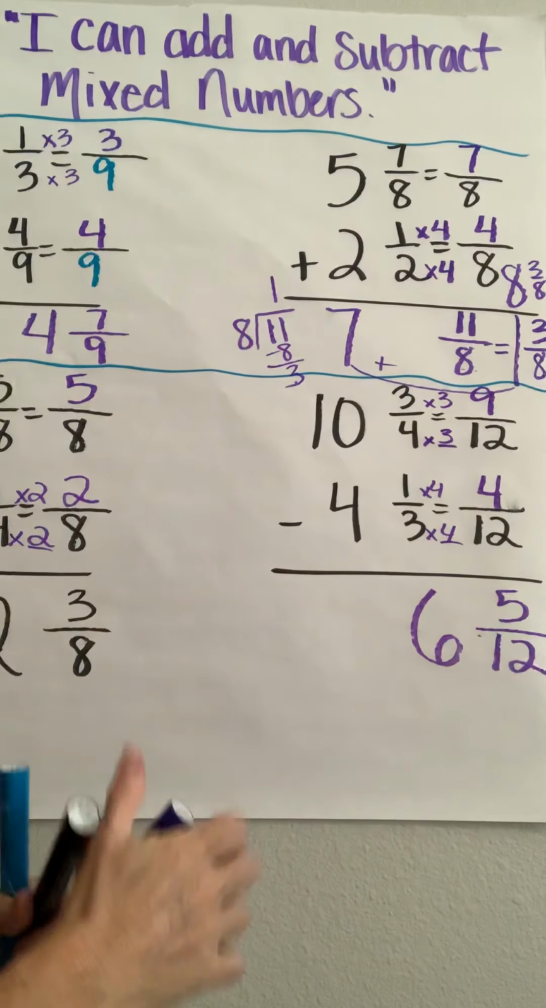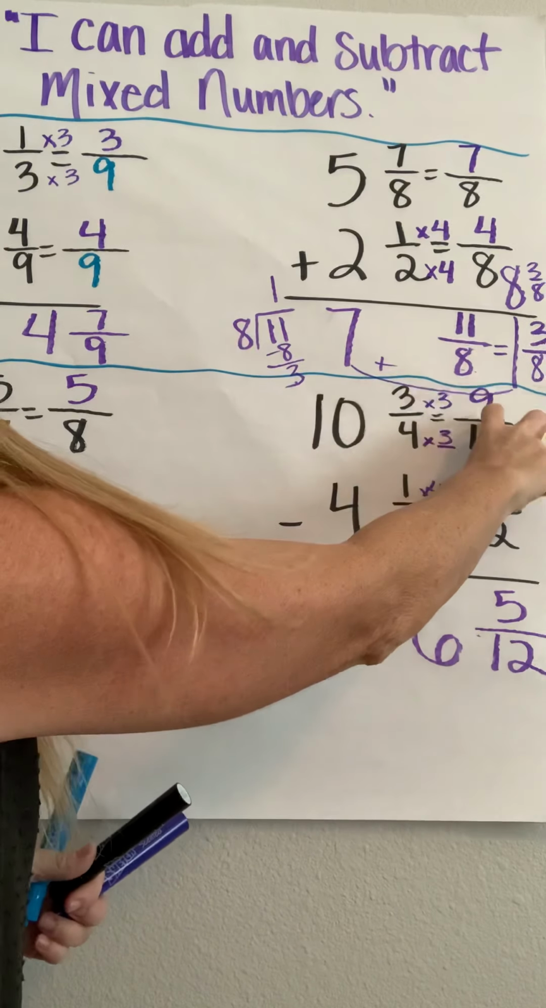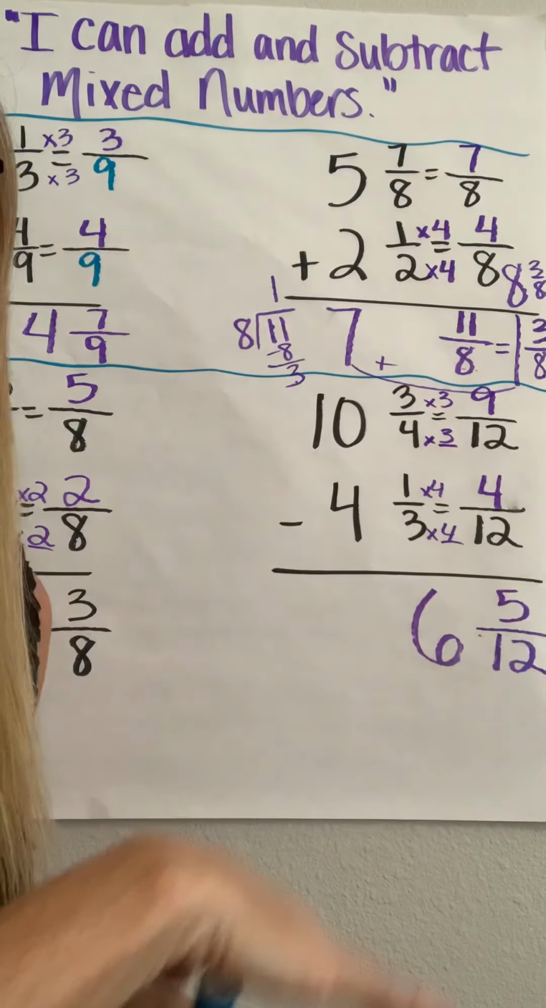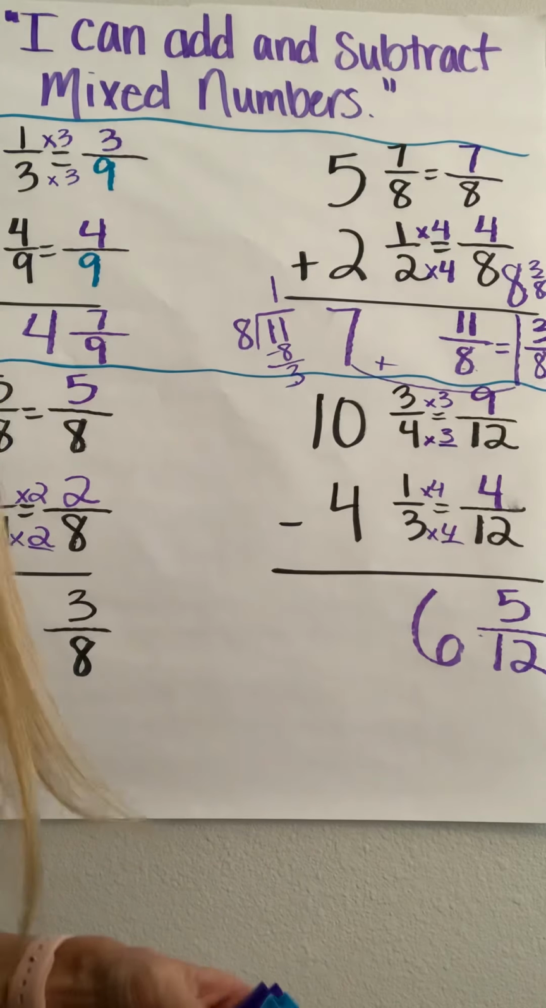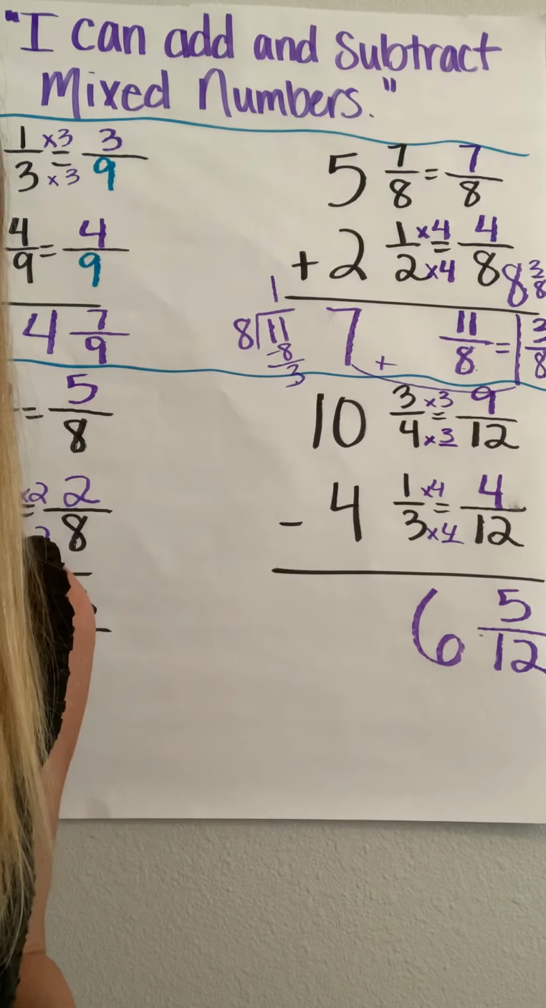Okay? Now, the only thing I'm not showing you is sometimes you have to borrow. Sometimes when you make your like fractions, this numerator is lower than this, but we won't get into that today. Just know there is one more type of problem that is a little challenging that we won't do today, okay?